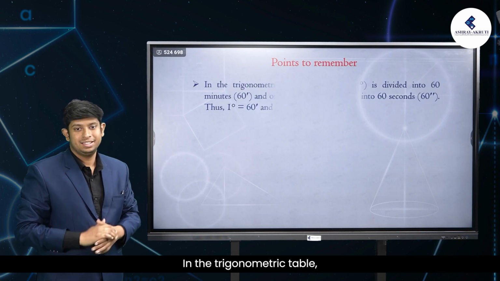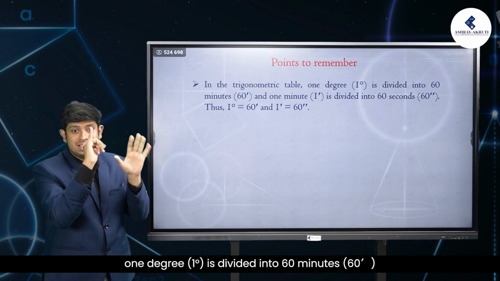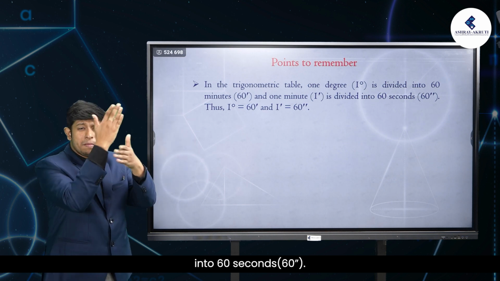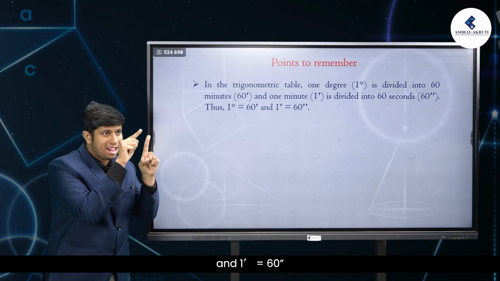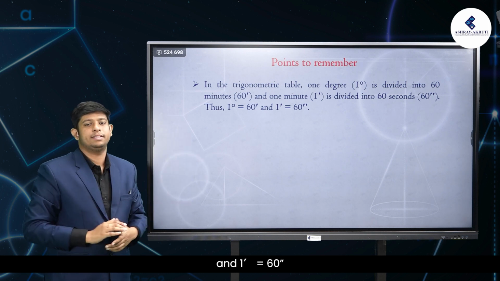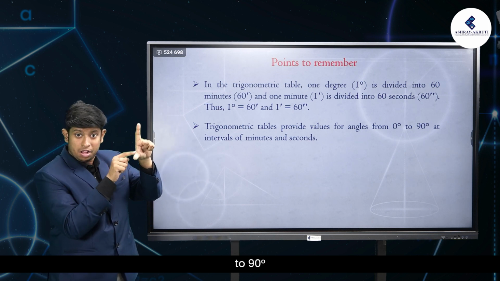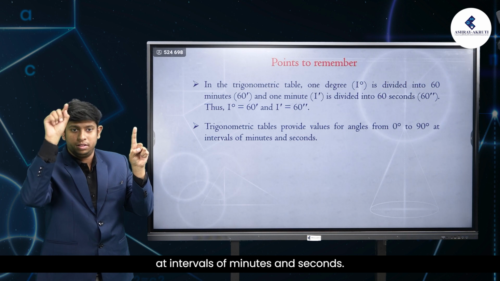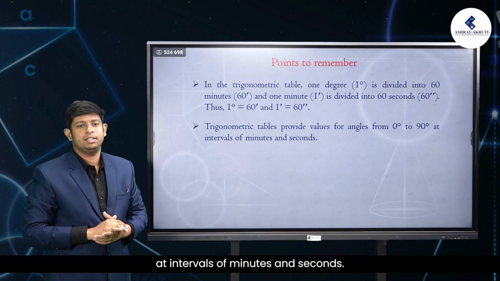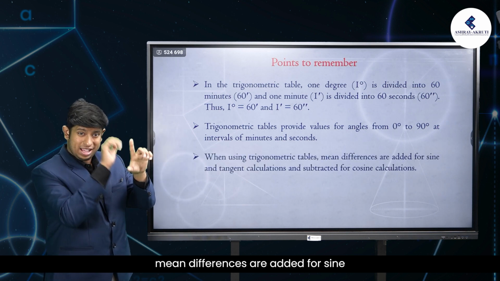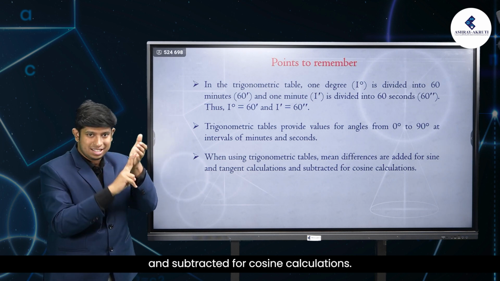Points to remember: in the trigonometric table, 1 degree is divided into 60 minutes and 1 minute is divided into 60 seconds. Thus, 1 degree is equal to 60 minutes and 1 minute is equal to 60 seconds. Trigonometric tables provide values for angles from 0 degrees to 90 degrees at intervals of minutes and seconds. When using trigonometric tables, mean differences are added for sine and tangent calculations and subtracted for cosine calculations.